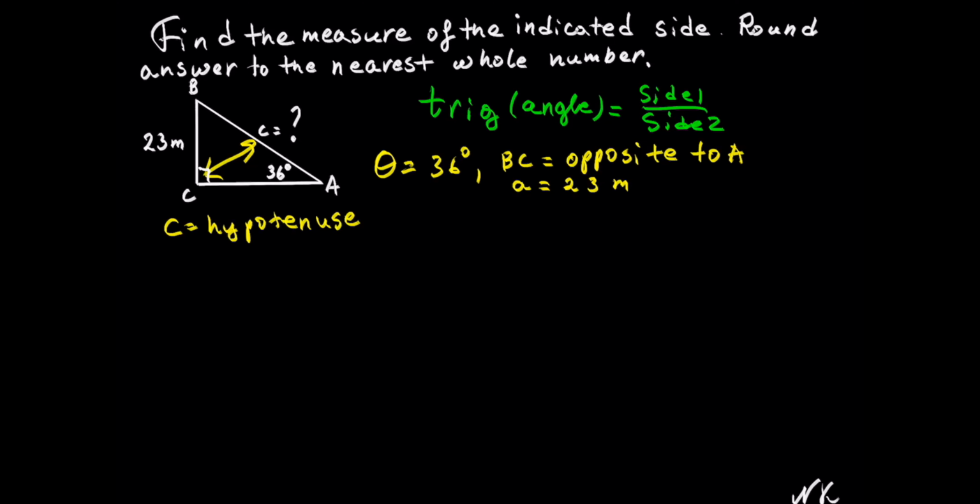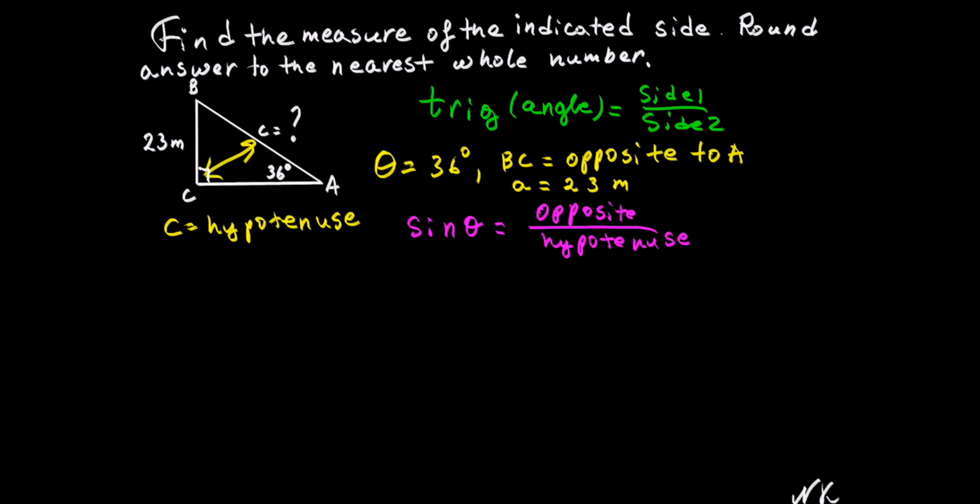Now that we have everything figured out, we can make a decision on which trigonometric function to use. Since we are given the measure of the opposite side and we are looking for the hypotenuse, the most useful trigonometric function will be sine of an angle, because it's a ratio of the opposite side to the hypotenuse.